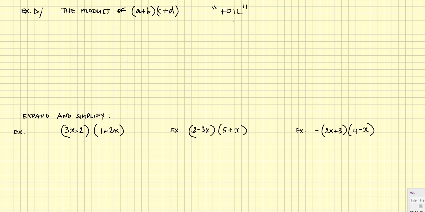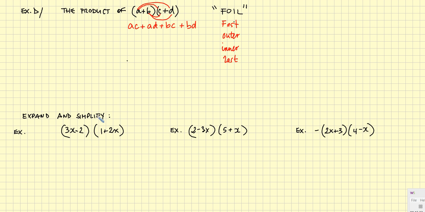This is FOIL. You all learned how to perform FOIL last year. The product is basically saying that every term in the first parentheses is going to get multiplied by every term in the second. So we're doing the first, the outer, the inner, and the last. That's what FOIL stands for. So that we have AC plus AD plus BC plus BD. It's first, outer, inner, and last. Okay, that's what that stands for, FOIL.